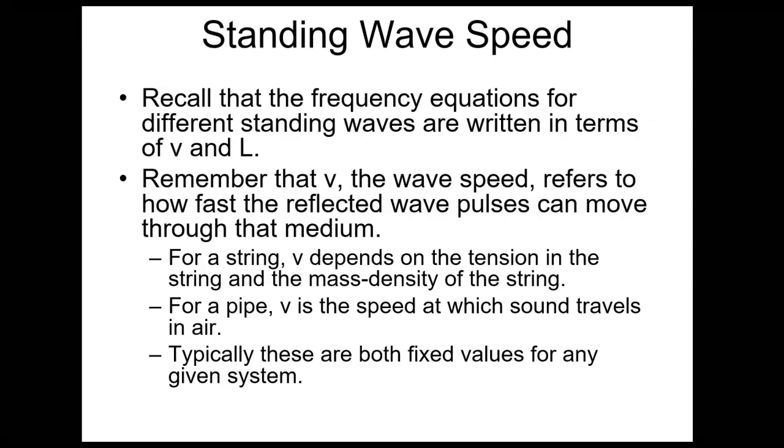Just to recap really quickly, remember that V, the wave speed, refers to how fast the wave travels through that medium. For a string, that depends on the tension in the string and the mass density of the string. Generally speaking, for sound moving in a pipe, V is the speed at which sound travels in air. Although technically speaking, you could put some other type of gas in there besides normal air, and that would affect the speed of the sound wave.